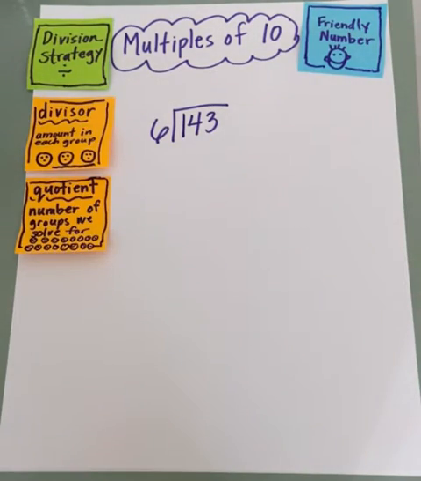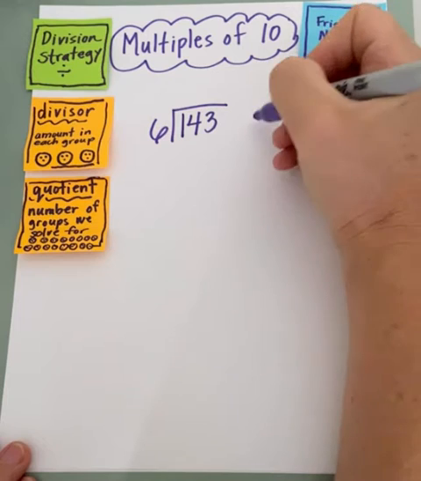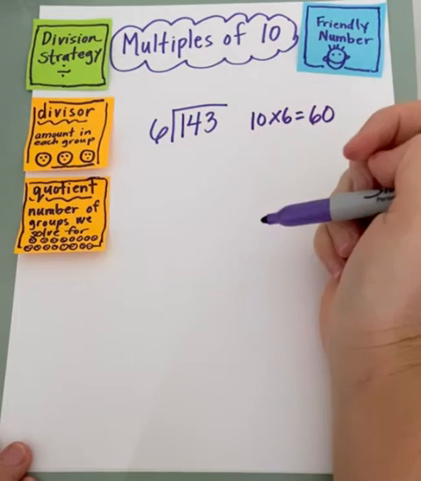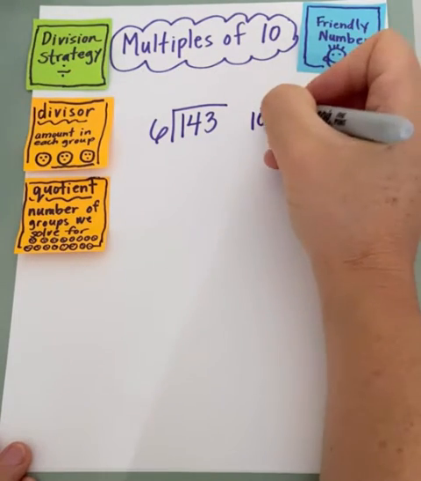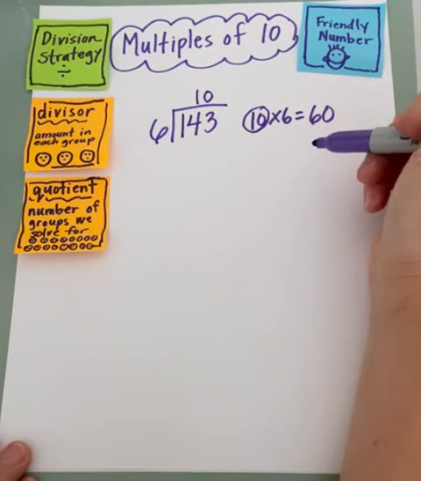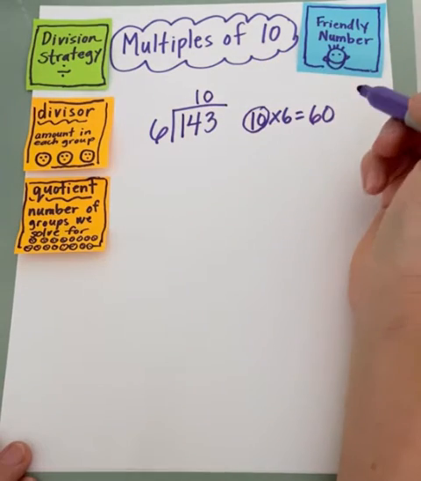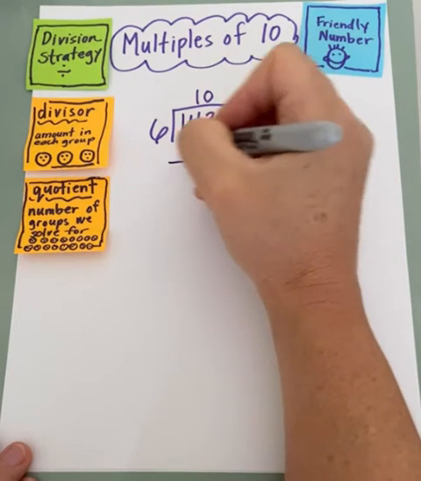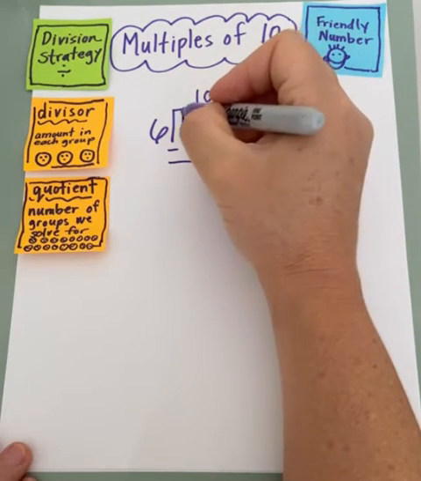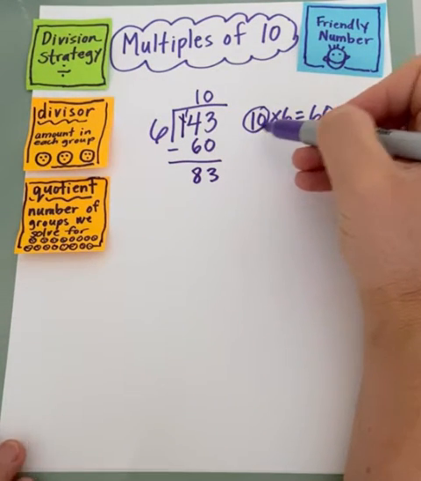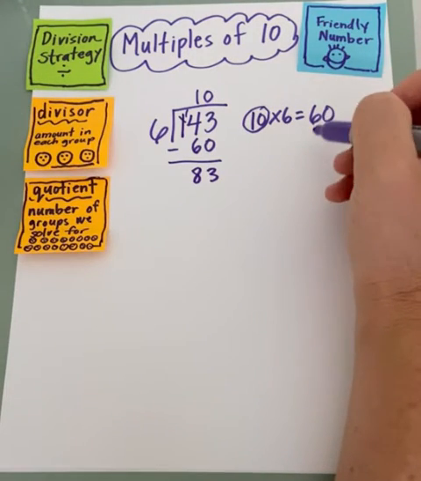So as you remember, the first thing that we do is we ask ourselves, are there 10 groups of 6 in 143? What do you think? Yes. And now that we've done that, we're going to take those 10 groups of 6 and put them up here where we're solving for our quotient, for the number of groups in total of 6 in 143. And now that we've worked that out, we want to subtract 60 from the total, which leaves us with 83.